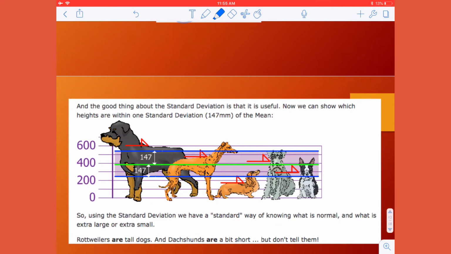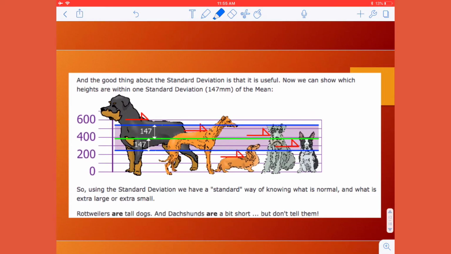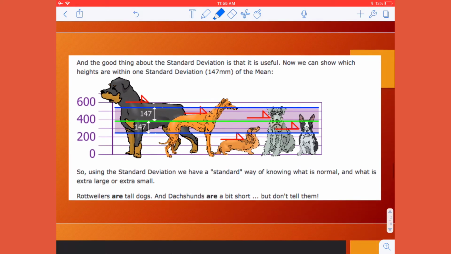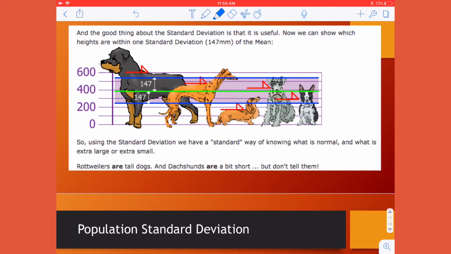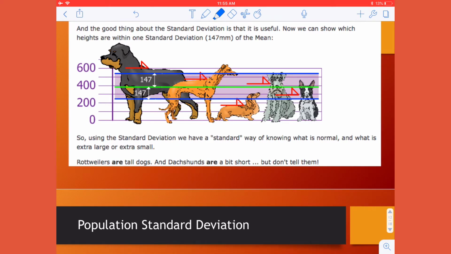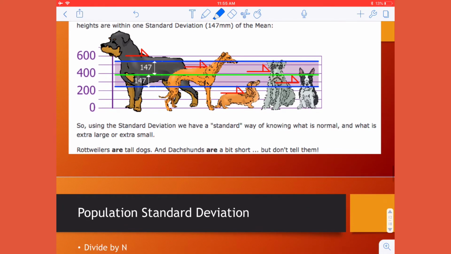Now, standard deviation is very useful. Now we can show which heights are within one standard deviation of the mean, and then which ones are even more than one standard deviation. So it creates a standard way of knowing what would be considered normal and then what would be considered extra large or extra small.